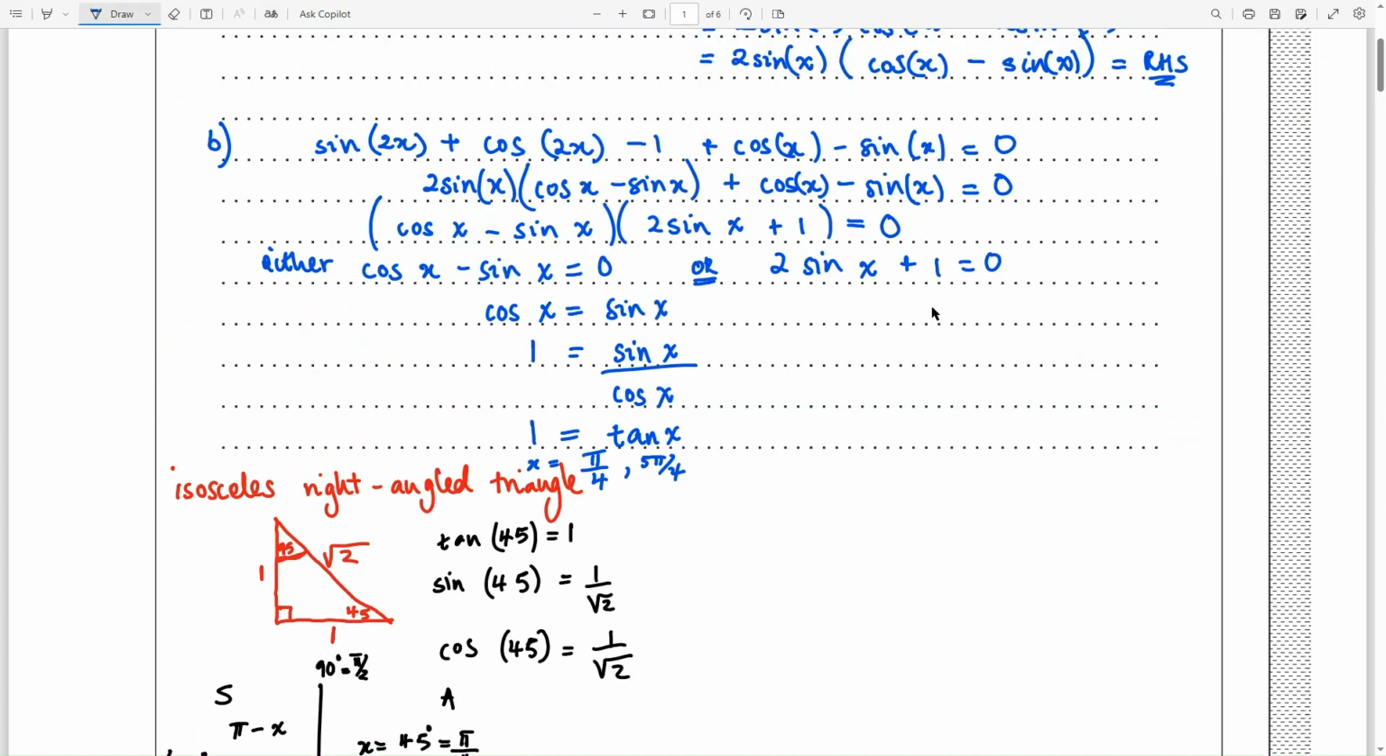Okay. Let's solve the second equation. Subtract 1 from both sides and then divide by 2. That's negative 1 over 2. That also introduces another special triangle.